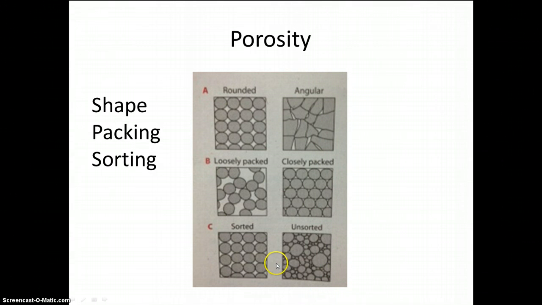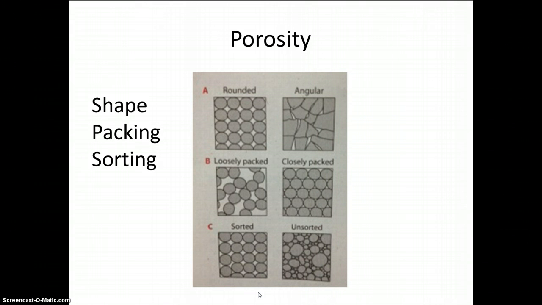Sorting. If all particles in a material are about the same size, they are said to be sorted. If the particles are of mixed sizes, they are said to be unsorted. The more unsorted the particles, the lower the porosity, because the smaller particles can fit into the spaces between the larger particles. It should be noted that the particle size by itself does not affect porosity.